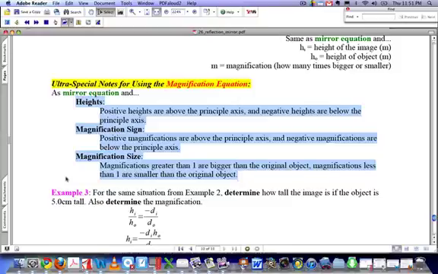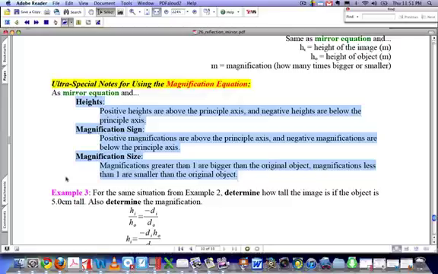So when working with the magnification equation, much like the mirror equation, positive height is above the axes, negative height is upside down. Magnification sign, so a negative magnification are below the axes, upside down. Positive magnifications are above the axes. And then lastly, numbers greater than 1 means that the object is bigger. Numbers less than 1 are smaller for magnification. And then of course 1 is like no magnification, identical size.